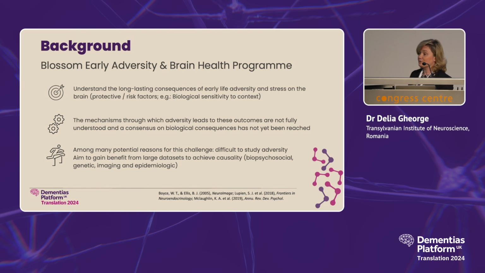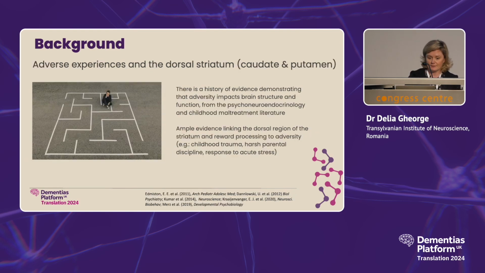So what we do is we aim to gain benefit from all data that we've got in UK Biobank across cohorts, to at least try to achieve a good degree of causality within our observational data. So we try to integrate different kinds of data, such as genetic, imaging, a lot of biopsychosocial variables, to test these, what we think are complex but realistic, hypotheses.